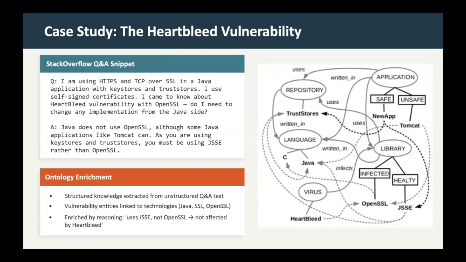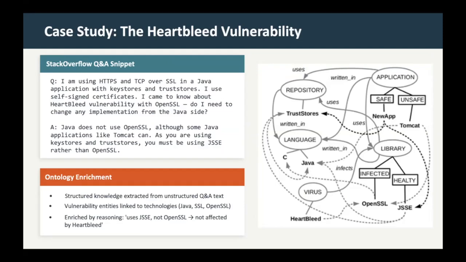To give you an example, this was the famous Heartbleed virus that was circulating on the web around 2016 or so. And this is the kind of conversations that we were using. You could see this, let's say, in StackOverflow. Question: I am using HTTPS and TCP over SSL in a Java application with key stores and trust stores. I use self-signed certificates. I came to know about Heartbleed vulnerability with OpenSSL. Do I need to change any implementation from the Java side?